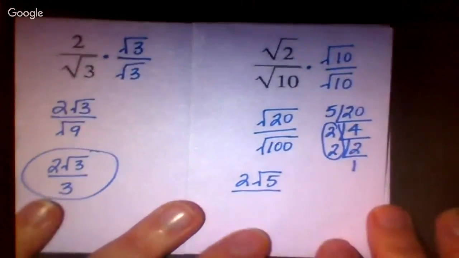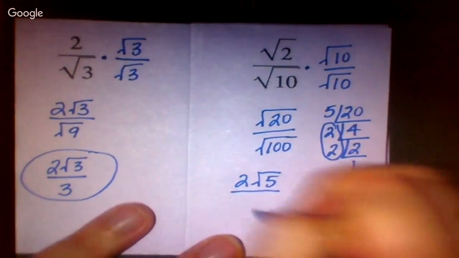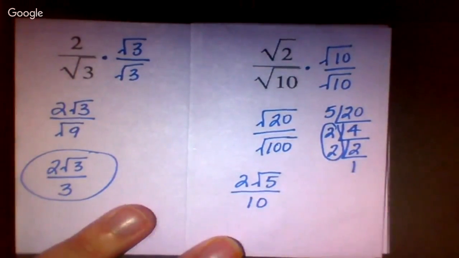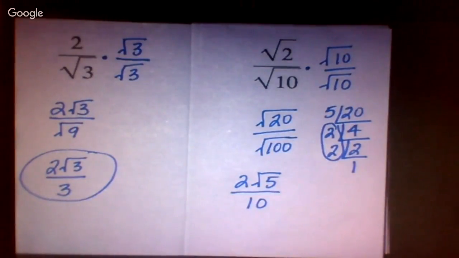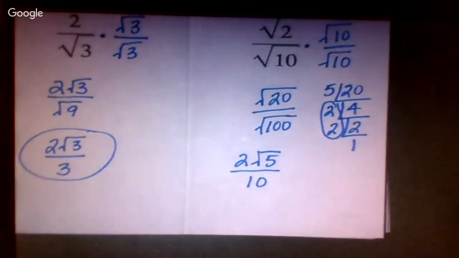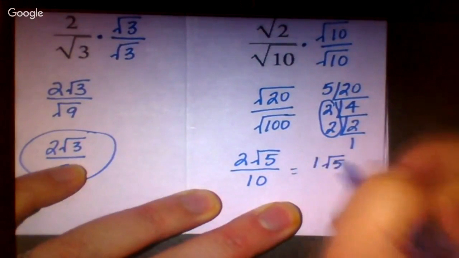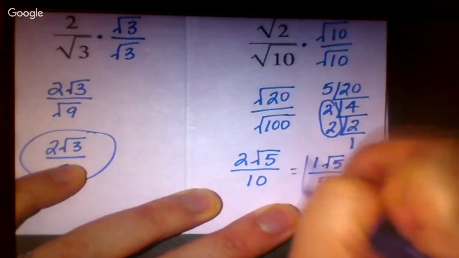Okay. What happens in the bottom? What's the square root of 100? 10. Your last step then is to reduce that fraction. What does 2 over 10 reduce down to? 1/5. So this is 1 square root of 5 over 5.